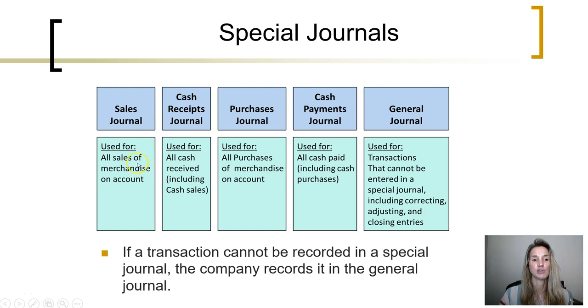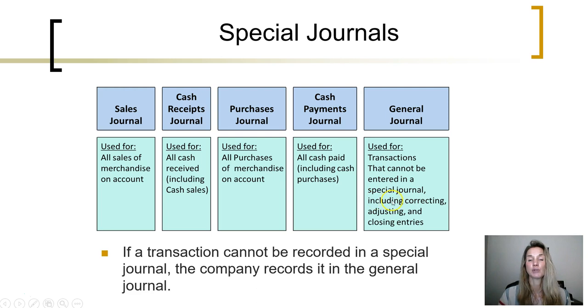The sales journal is used to record all sales of merchandise on account. The cash receipts journal is used to record all cash received, so any transaction that involves the receipt of cash. Purchases journal is used to keep track of and record all purchases of merchandise on account. The cash payments journal is where we record all transactions involving the payment of cash.